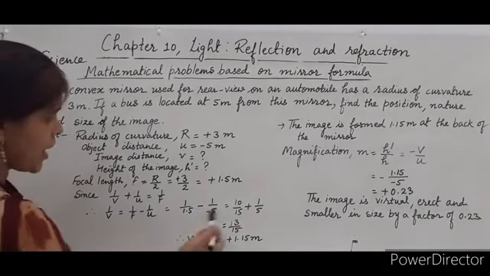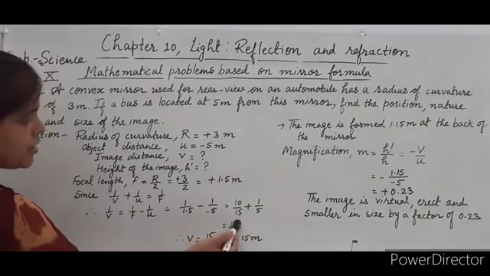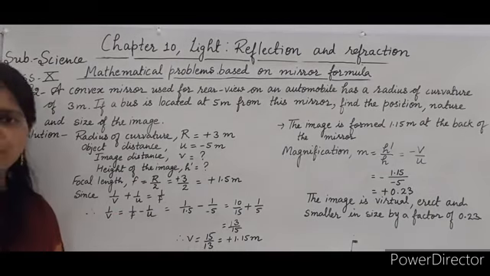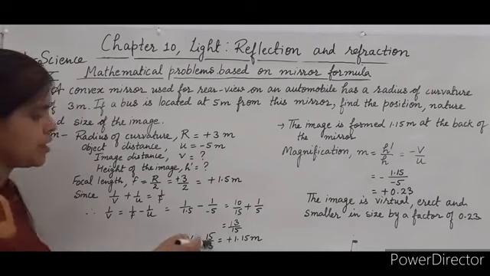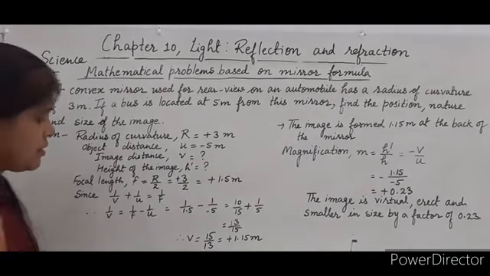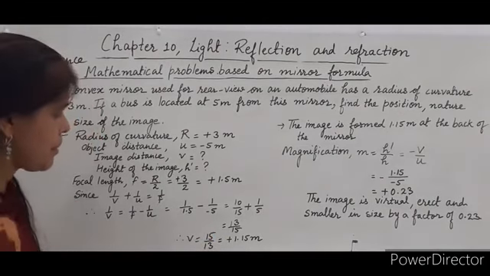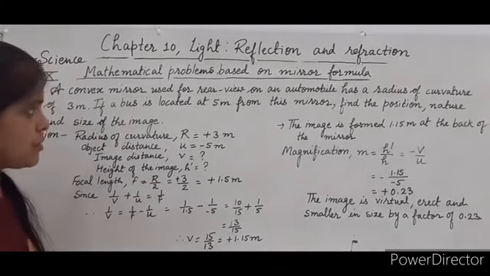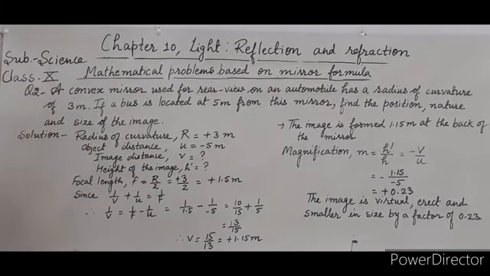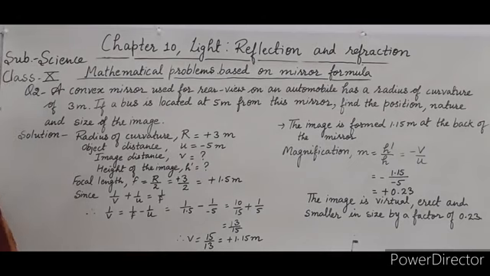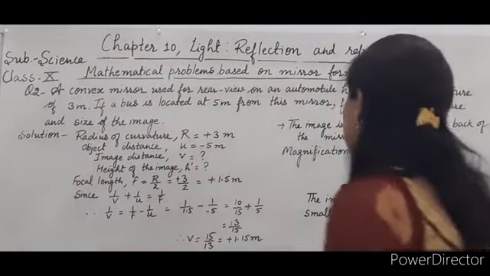By taking the LCM and by calculation, we get 13 upon 15. So 1 upon v is equal to 13 upon 15. Therefore, v is equal to 15 upon 13, which is approximately equal to plus 1.15 meter. So the image is formed at 1.15 meter at the back of the mirror. So this is the image distance.